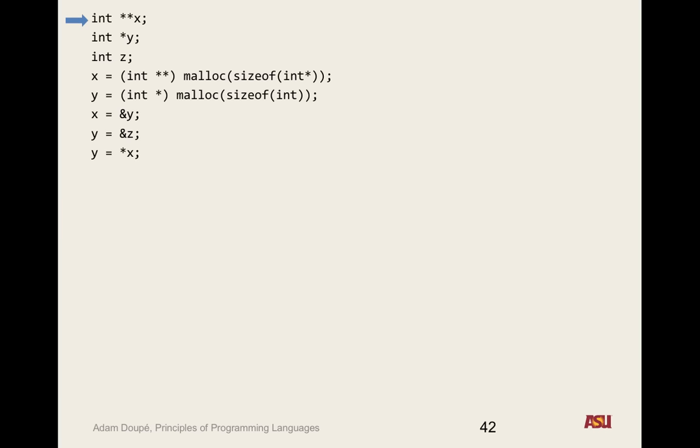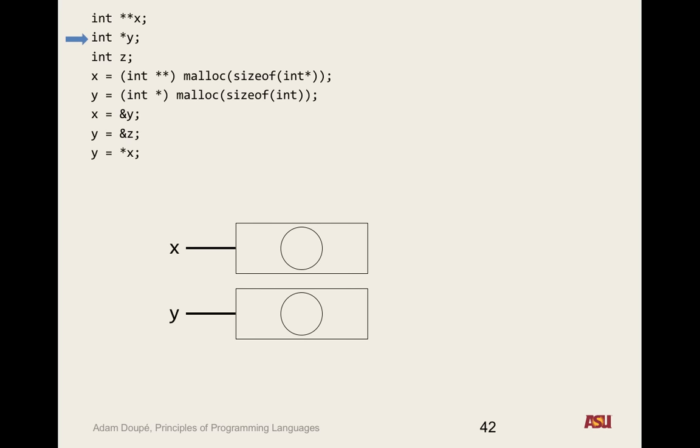Okay, so this is how we parse this, to make sense of what's going on. We're going to use box circle diagrams in order to keep track of what names are bound to what locations, and what values are in each of these locations. So we see that we're declaring a name x, so we need to say that there's a name x and it's bound to some location. We see int star y, same thing. We bind it to some new location. And then we say there's an int z, so we bind it to some other location.